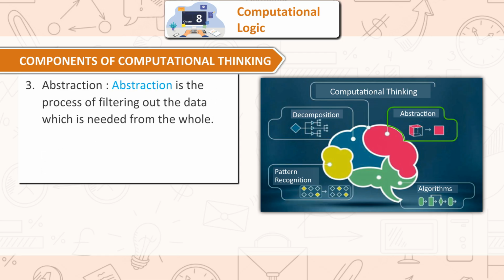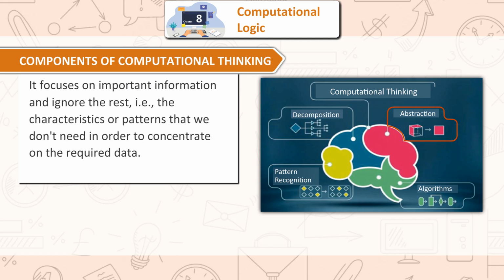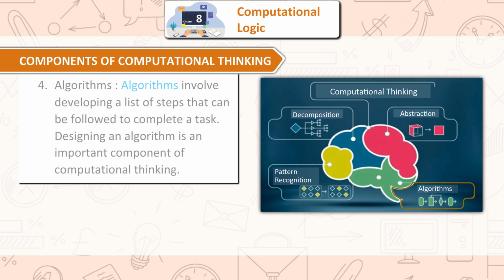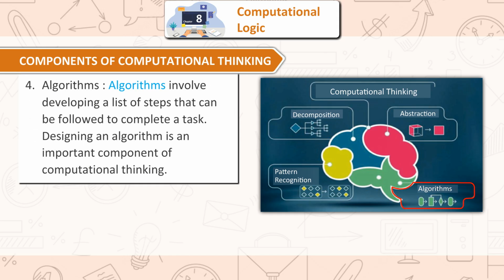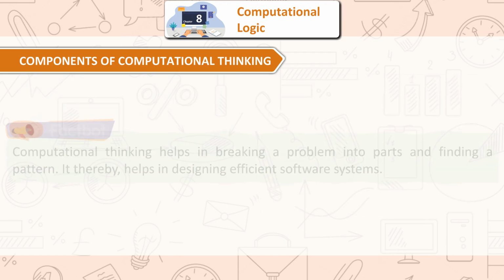3. Abstraction. Abstraction is the process of filtering out the data which is needed from the whole. It focuses on important information and ignores the rest. That is, the characteristics or patterns that we don't need, in order to concentrate on the required data. 4. Algorithms. Algorithms involve developing a list of steps that can be followed to complete a task. Designing an algorithm is an important component of computational thinking.